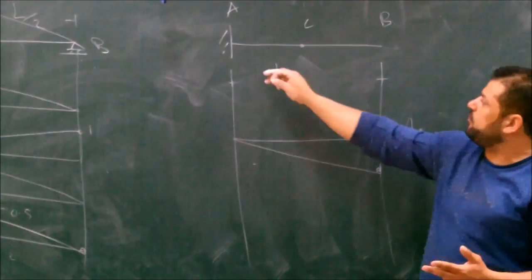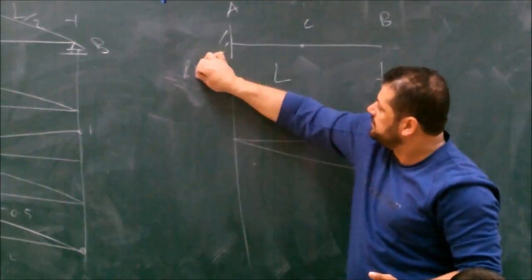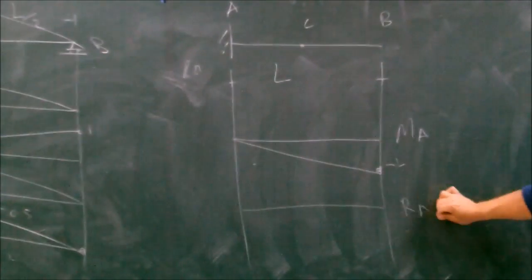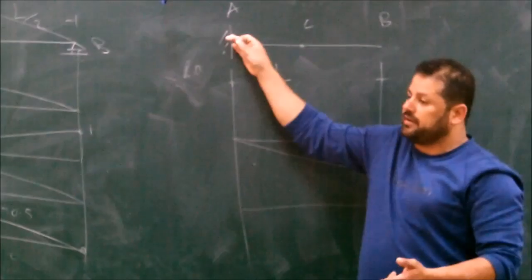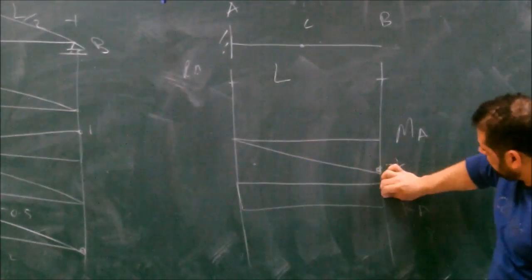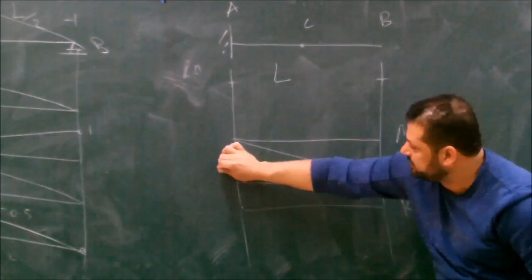What's the influence line for RA, the reaction at A? 1. When the unit load is here, 1. When the unit load is here, 1. So 1, regardless of the location.